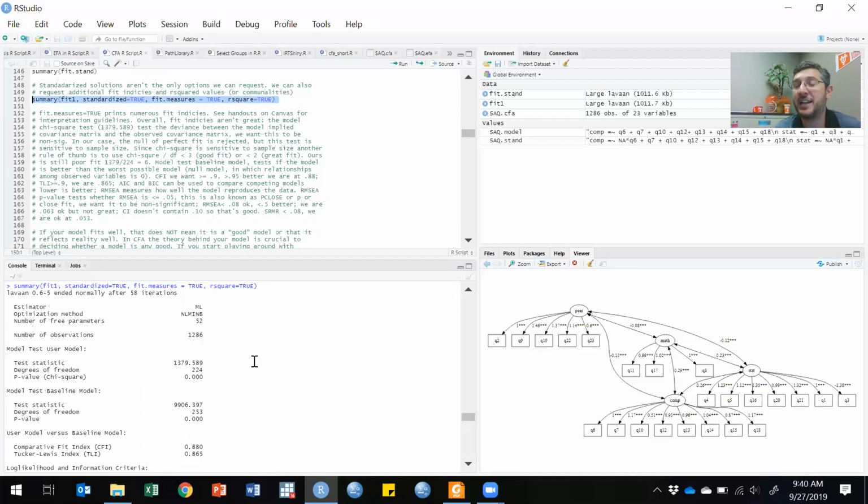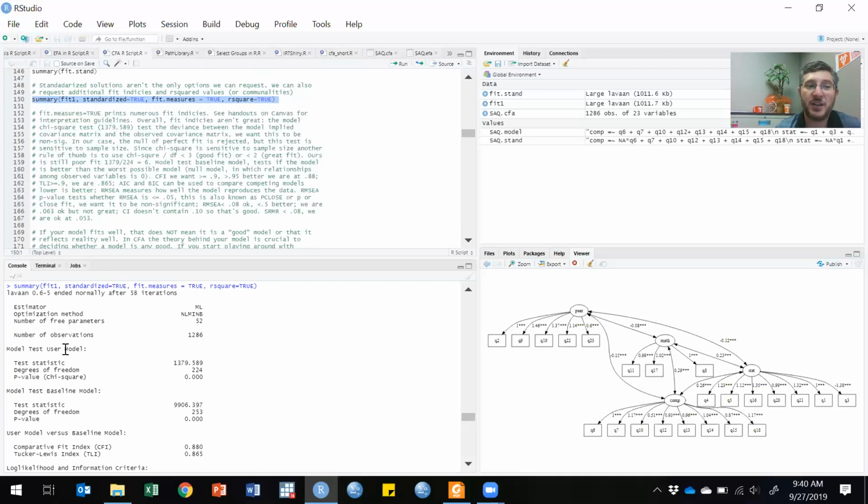There are several handouts on Canvas. There's even a good website, David Kenny's site, where he talks about pretty much each one of these fit indices and gives you general recommendations for how to interpret them. We look through here, and the fit indices for this model aren't great.